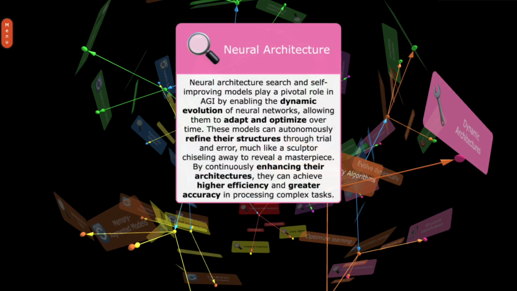Neural architecture search and self-improving models play a pivotal role in AGI by enabling the dynamic evolution of neural networks, allowing them to adapt and optimize over time. These models can autonomously refine their structures through trial and error, much like a sculptor chiseling away to reveal a masterpiece. By continuously enhancing their architectures, they can achieve higher efficiency and greater accuracy in processing complex tasks.